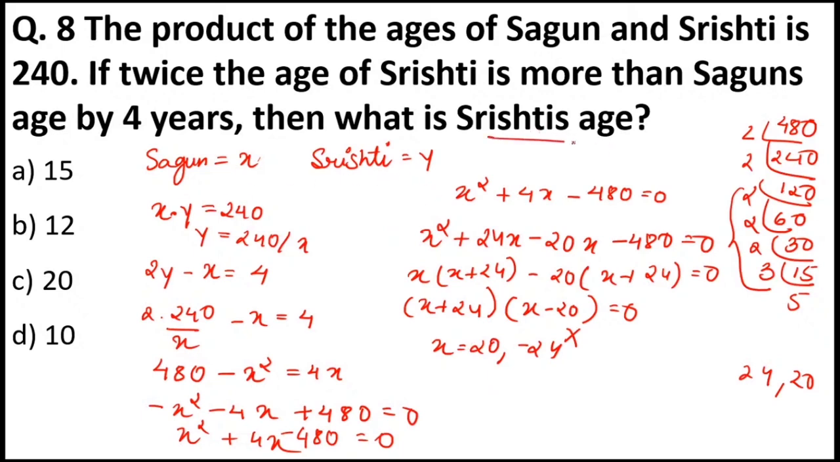The question has asked you the age of Shrishti. So x into y is equal to 240, right? Okay. So what I'll do is 20 into y is equal to 240. We'll cancel the zeros. We'll cancel 2 with 24. We'll get 12. So the age of Shagun is 12.